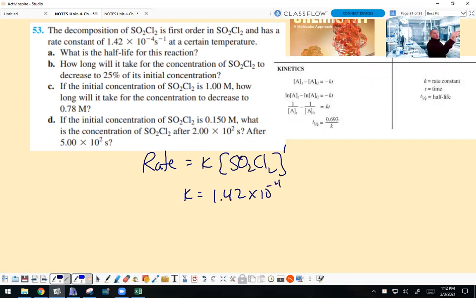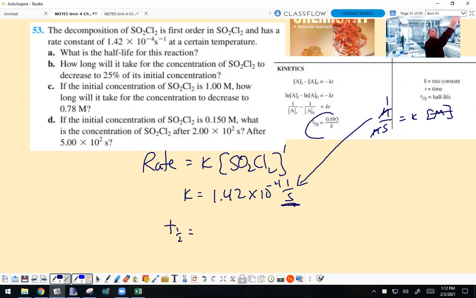now here's something the College Board will throw at you, seconds to the minus 1, 1 over seconds. Sometimes the College Board will only give you the rate constant and not tell you that it's first order. So how do you know? Well, molarity per second equals K times molarity. Remember, you're dividing both sides and you get 1 over seconds. So there's another way to tell that this is a first order because remember, the M on the bottom is always 1 less than the overall order of the reaction. What is the half-life? All right, so T1/2 is equal to, so there's our half-life equation.